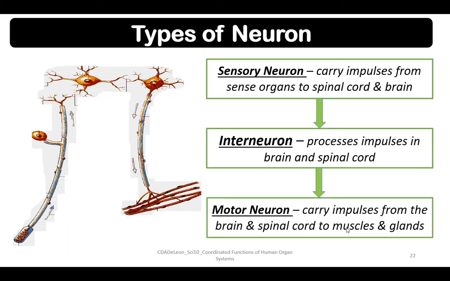So we have types of neurons. First is the sensory neuron that carries impulses from sense organs to the spinal cord and brain. Sensory neuron coming from the word senses. So, it can be distributed sa ating skin, sa ating sense organs. And then, interneurons process impulses in the brain and spinal cord. Makikita ito mainly sa ating central nervous system. And the last is the motor neuron that carries impulses from the brain and spinal cord to muscles and glands for the response.